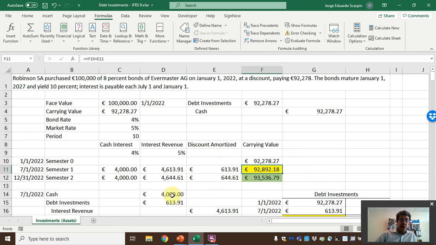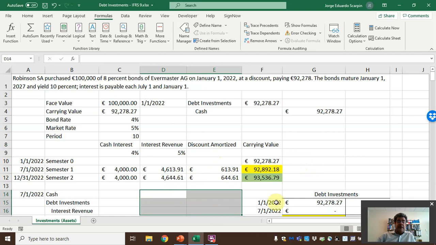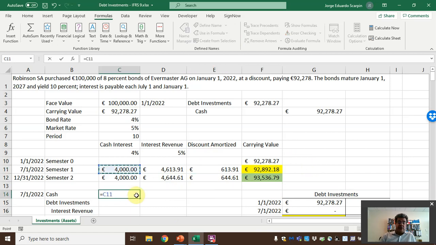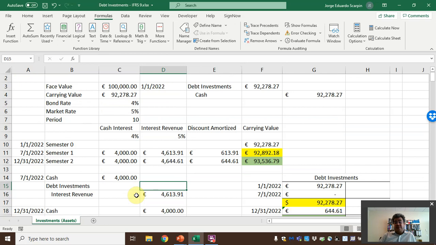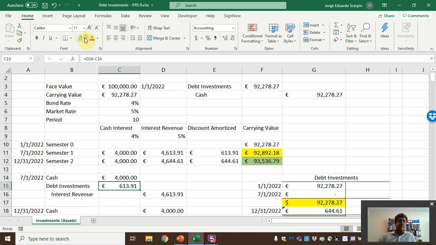What is our journal entry? We need to recognize cash interest, interest revenue, and discount amortized. So cash is our cash interest, 4,000. Interest revenue is the interest revenue here. The journal entry is not balanced. We need to balance it, and we need a debit to balance. So credit minus debit, 613. Let's go here on this gray. 613, our discount amortized.